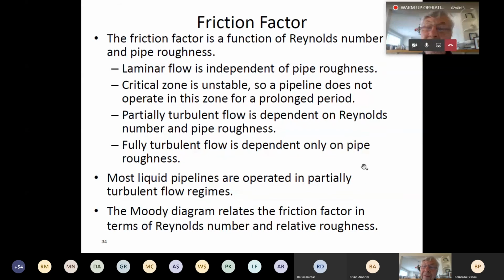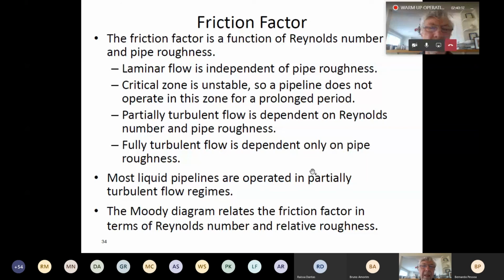I've tried to show here the different flow regimes, the movement from laminar through partially turbulent to fully turbulent. And the important thing here is that with laminar flow, the whole width of the flow is essentially a boundary layer. And as we progress toward turbulence, the boundary layer comes away from the wall of the pipe.